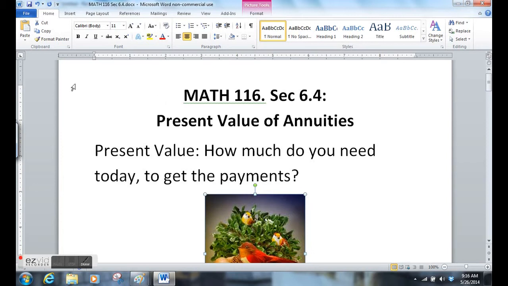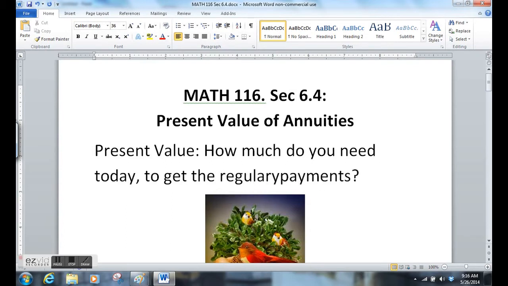Hey guys, this is Math 116, Section 6.4, the present value of annuities. And present value is a really interesting concept in finance and in our lives, but it's a little tricky to think about because some people aren't used to thinking about the present value of money. So the present value in general is how much money do you need today to put down in order to get the regular payments that you would want with an annuity.